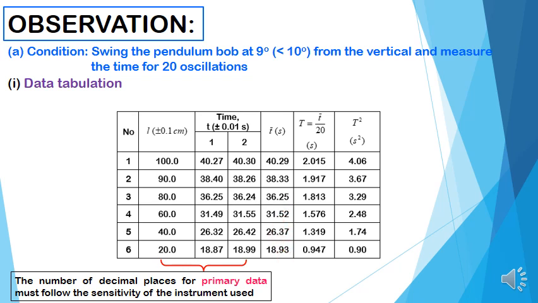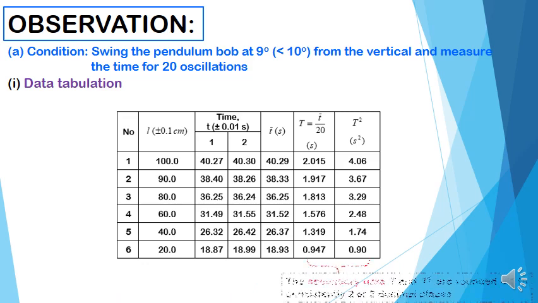The period T is the time taken for one complete oscillation, and it is obtained by dividing the average T with 20 oscillations. Then we square the period T in the last column of the data table. Both the calculated values of T and T squared are rounded off to consistently 2 or 3 decimal places.